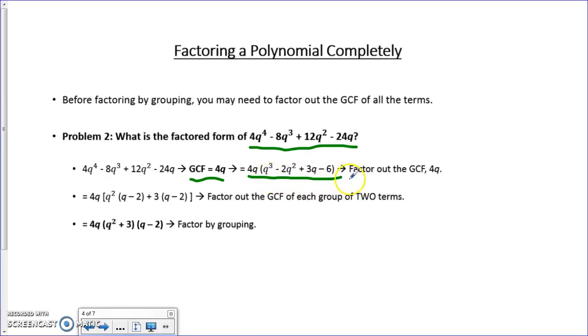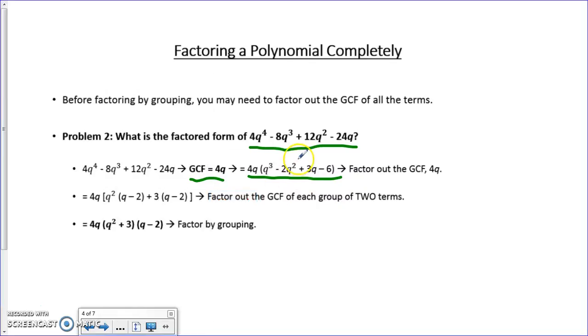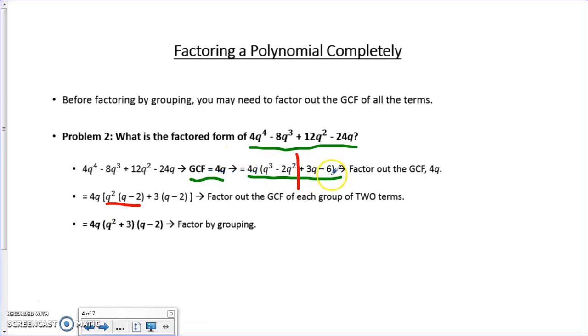Inside parentheses, I have four terms, so I'm going to factor by grouping again. I'm going to draw my little vertical line past the second term. I'm going to factor out the GCF of these two terms first, which is q squared. When I factor out q squared, I'm left with q minus 2. Then I'm going to look at 3q minus 6. I'm going to factor out the GCF, which is 3, and I'm left with q minus 2.